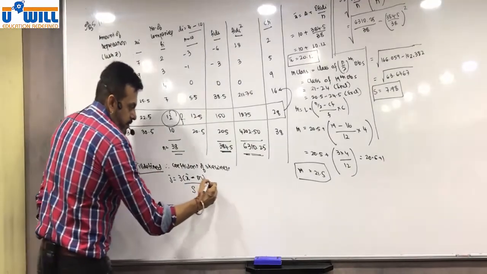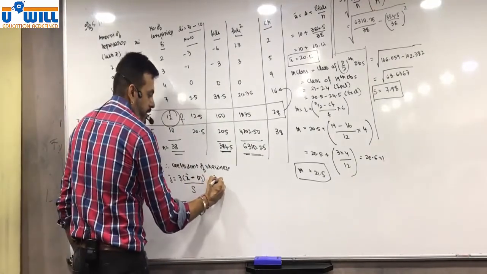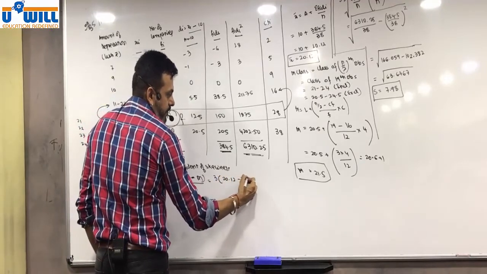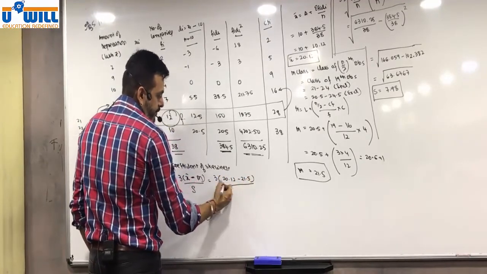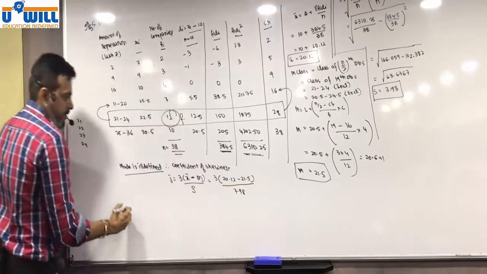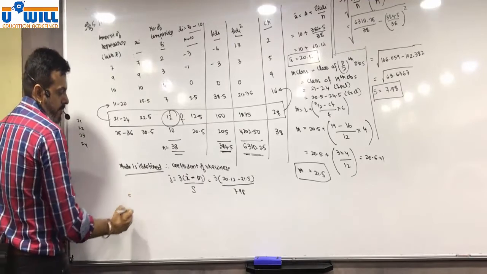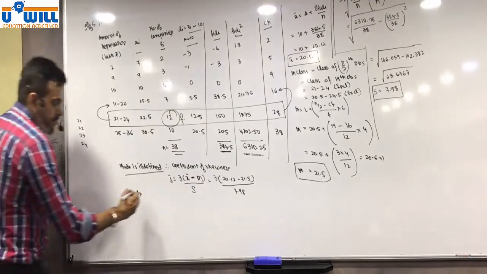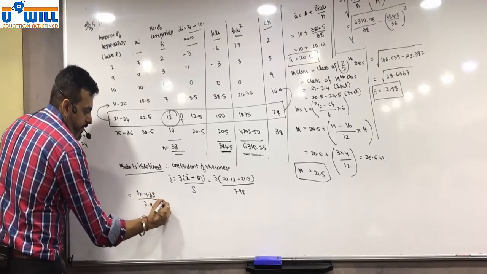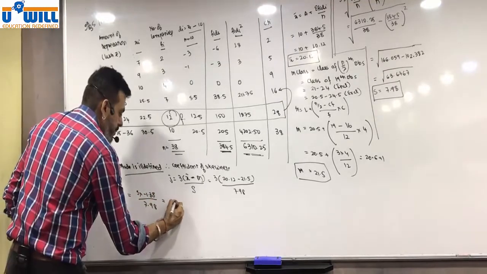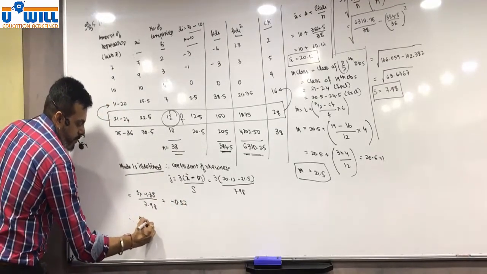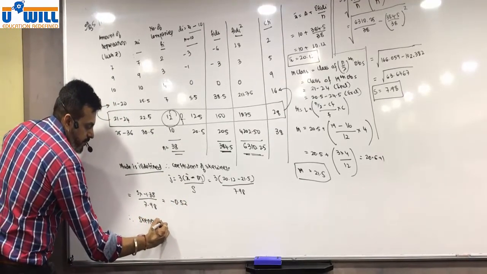Coefficient of skewness J is equal to 3 times mean 20.12 minus 21.5 median, upon standard deviation 7.98, which is equal to 3 into minus 1.38 upon 7.98. Therefore, skewness is negative.